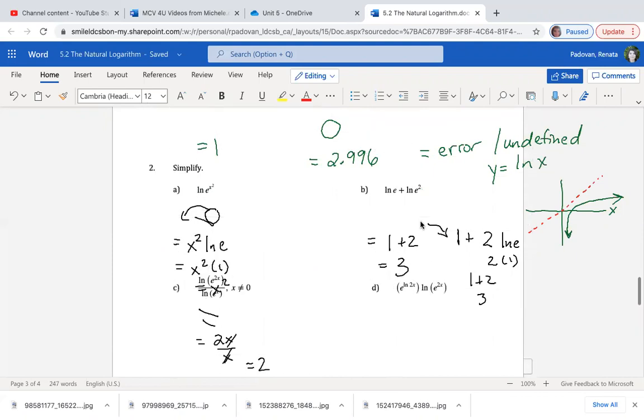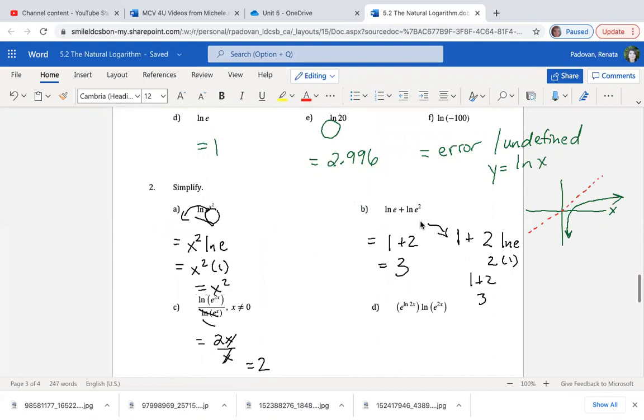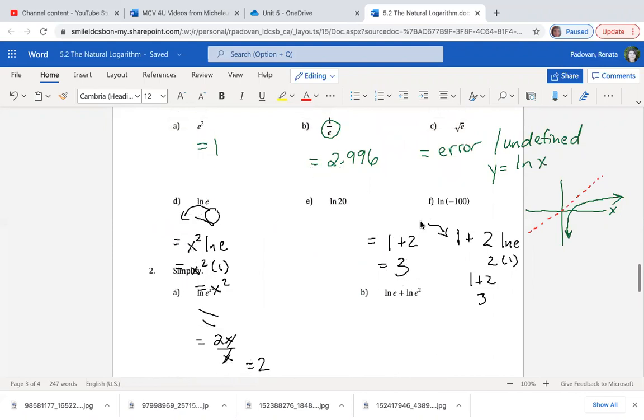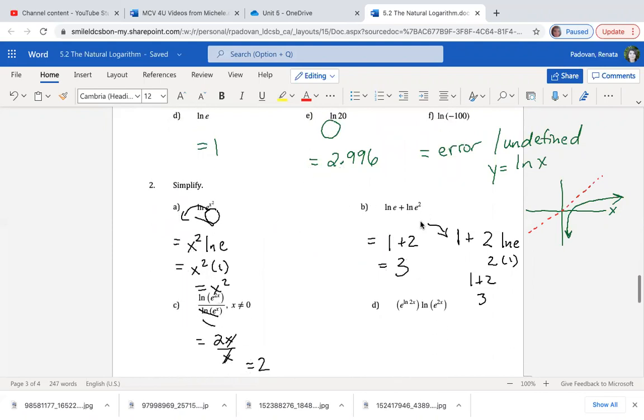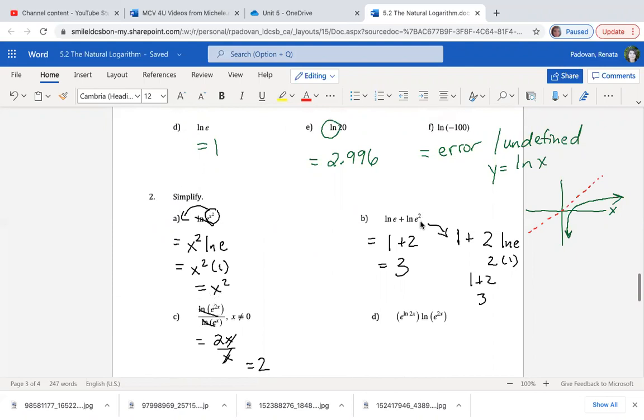Oh, the screen doesn't fit. There we go. Never helps to move it.